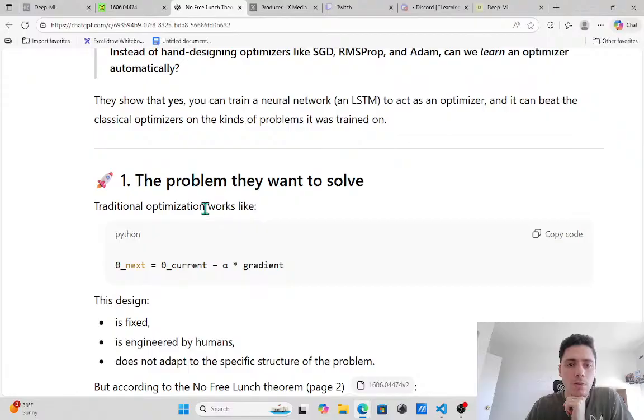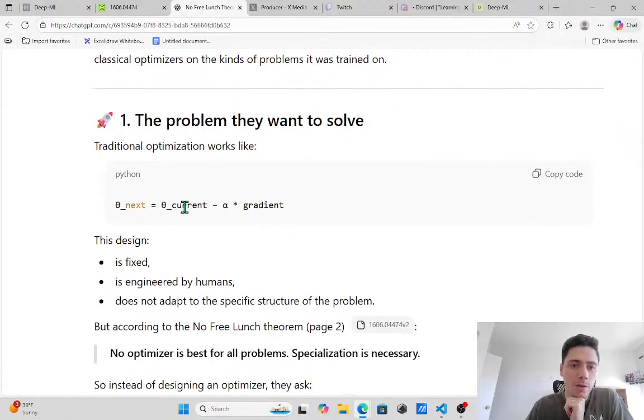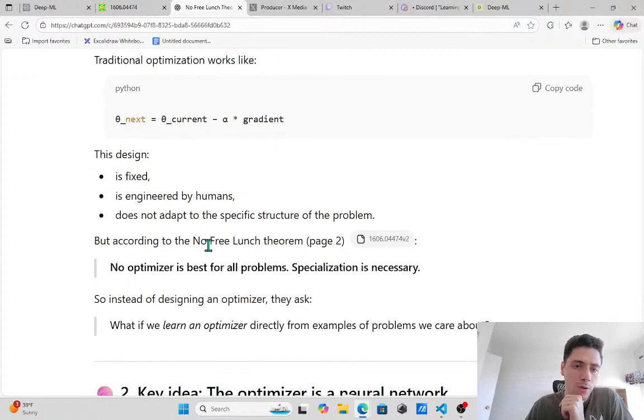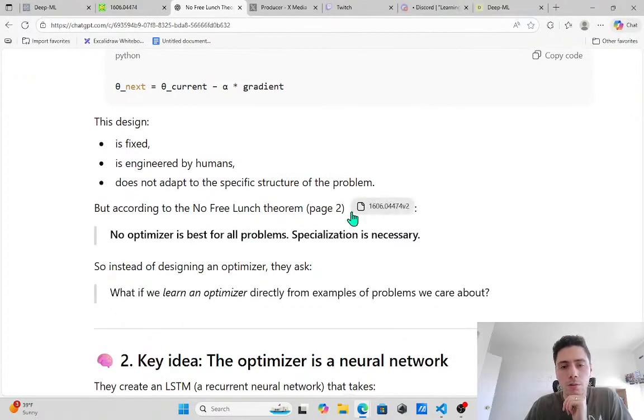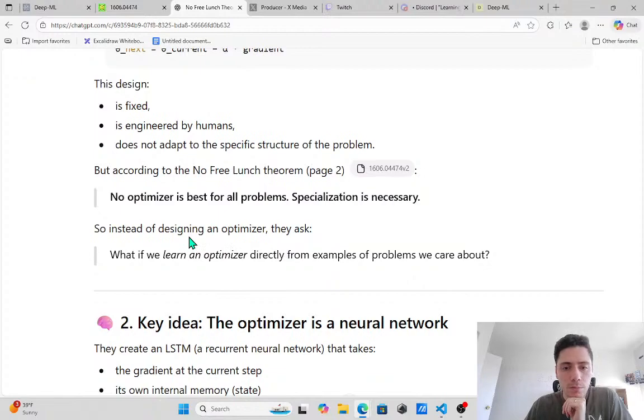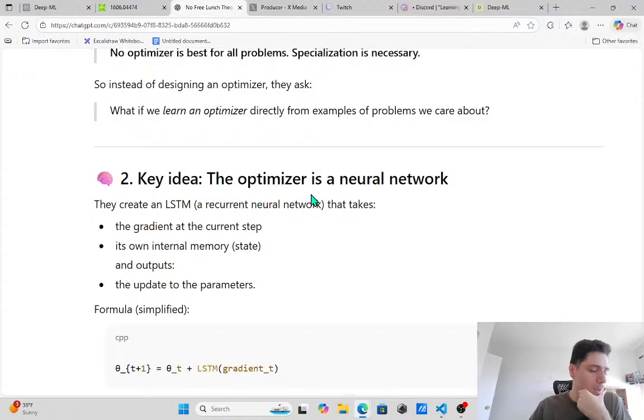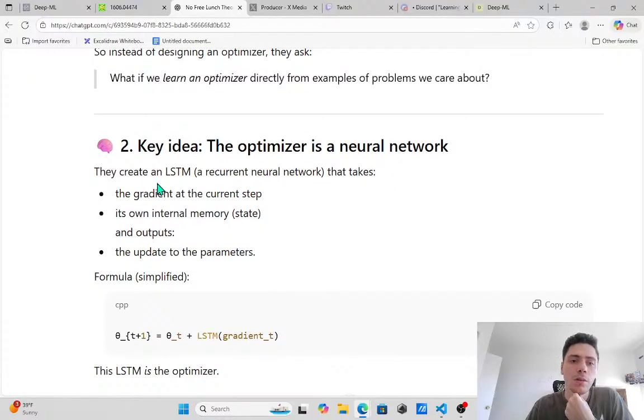So traditional optimization works like this, correct? This design is engineered by humans and does not adapt to specific structures of the problem. Okay. Key idea: optimizers in a neural network. LSTM. Okay, so this is the interesting part. So they're taking the current gradients.